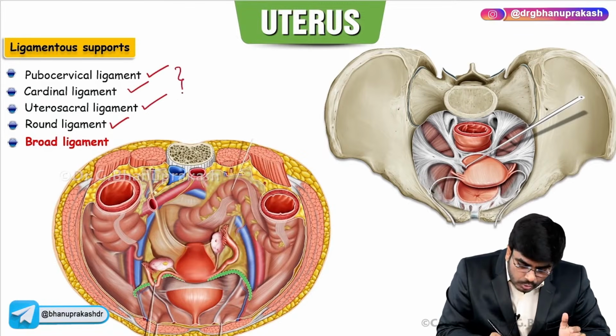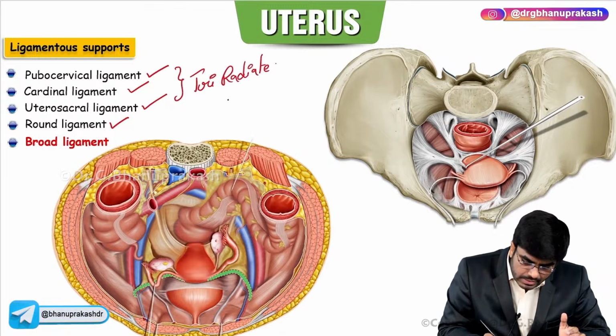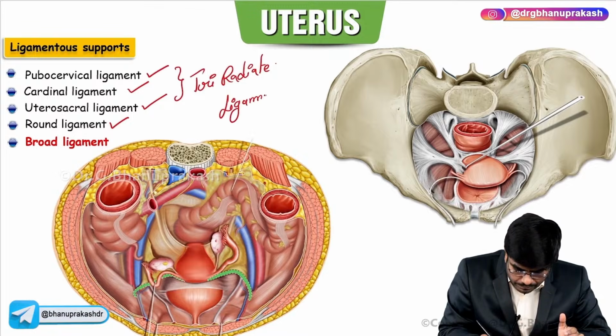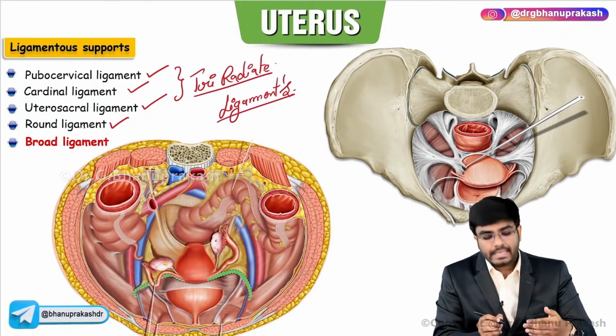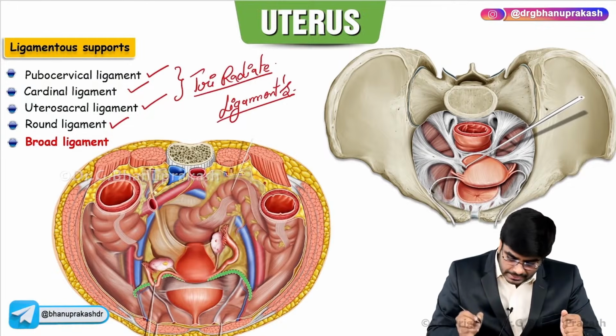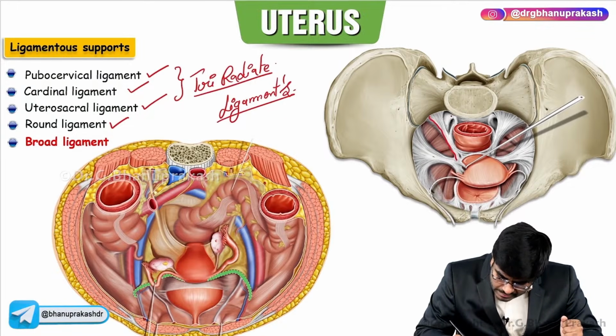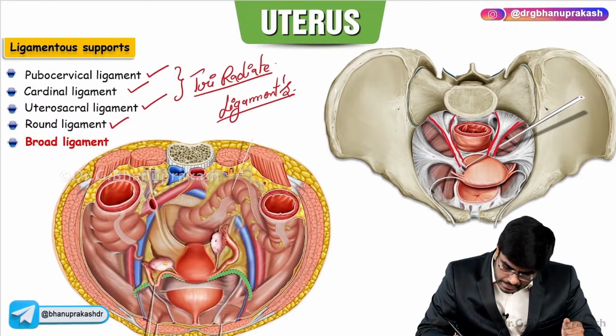These three ligaments together are called tri-radiate ligaments: the pubocervical, cardinal and uterosacral ligaments. See, in this image, you can see these ligaments which are coming posteriorly and attaching to the uterus. These are the uterosacral ligaments. On one side they are attached to the sacrum, and on the other side they attach to the uterus. These are the uterosacral ligaments. Okay, well and good.